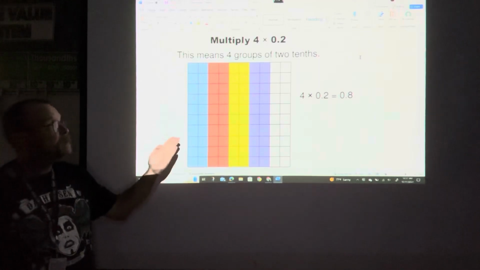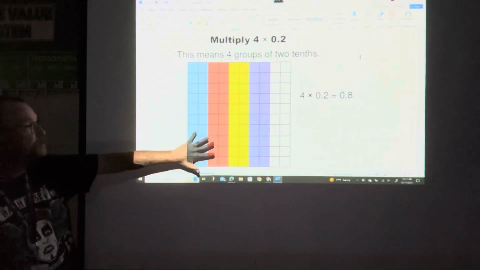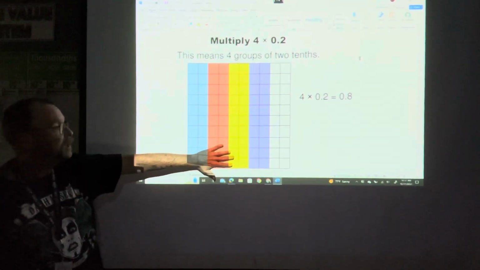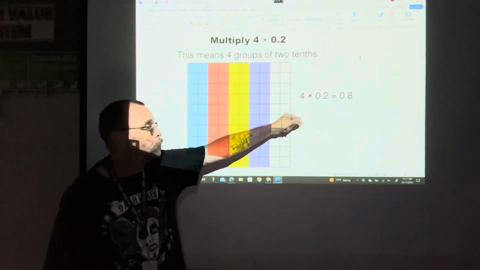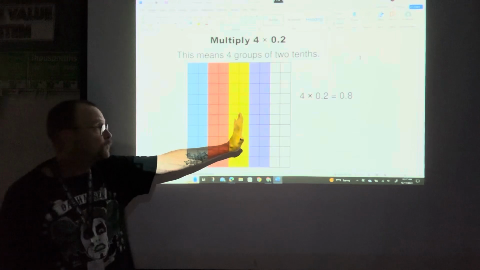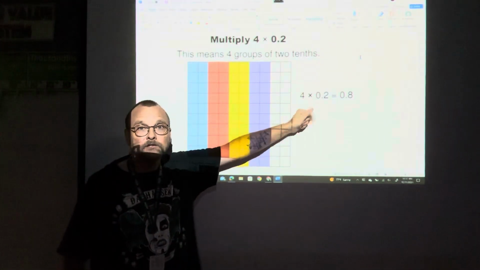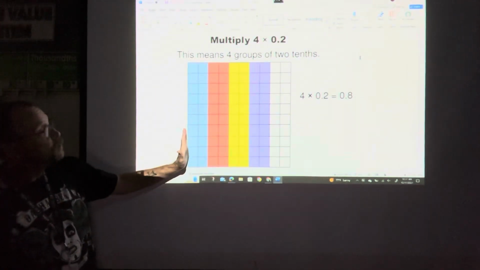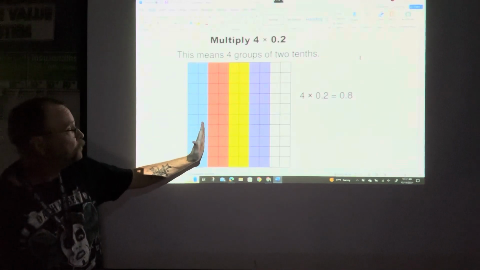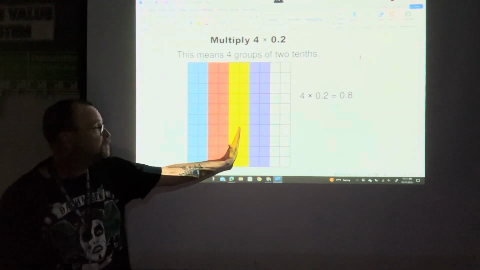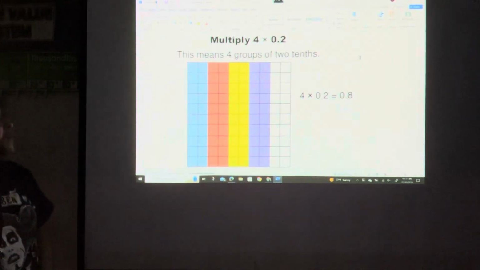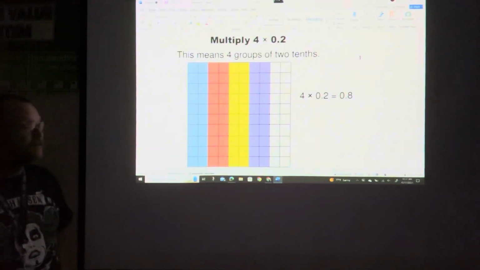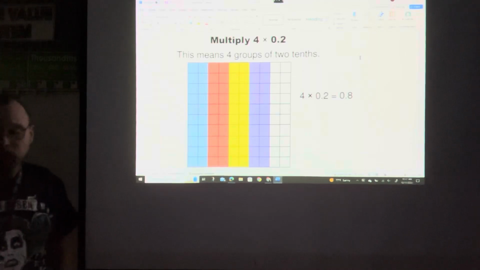So if you see them separated like this, it's going to be a multiplication problem. It's asking how many are shaded in total. We know there are 4 different colors, so there's 4 groups. We know each group has 2/10 shaded. And so the total amount would be 1/10, 2/10, 3/10, 4/10, 5/10, 6/10, 7/10, 8/10. So that is 4 times 2/10, and that is how it will visually show up.